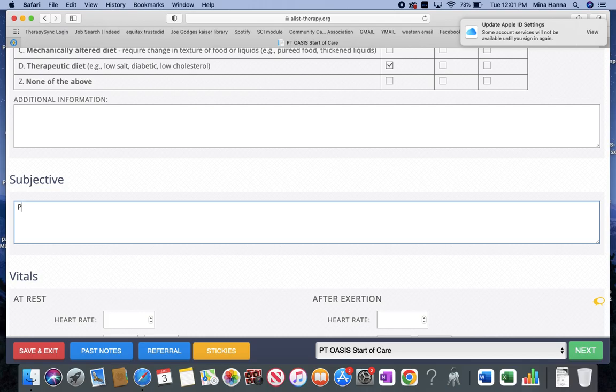Subjective, just type what the patient tells you. Patient reports pain in left knee since surgery and unable to ambulate without walker. And anything else that the patient might tell you. You don't have to write a lot, whatever the patient reports to you.